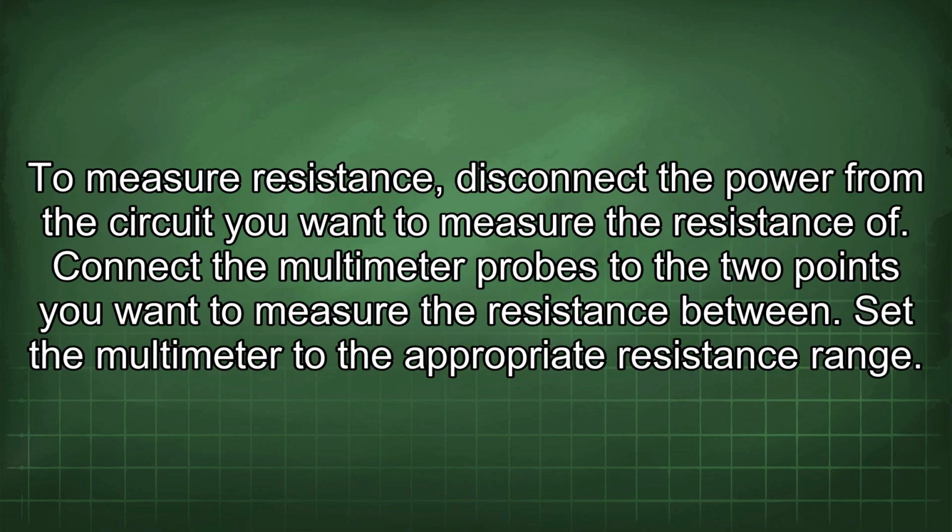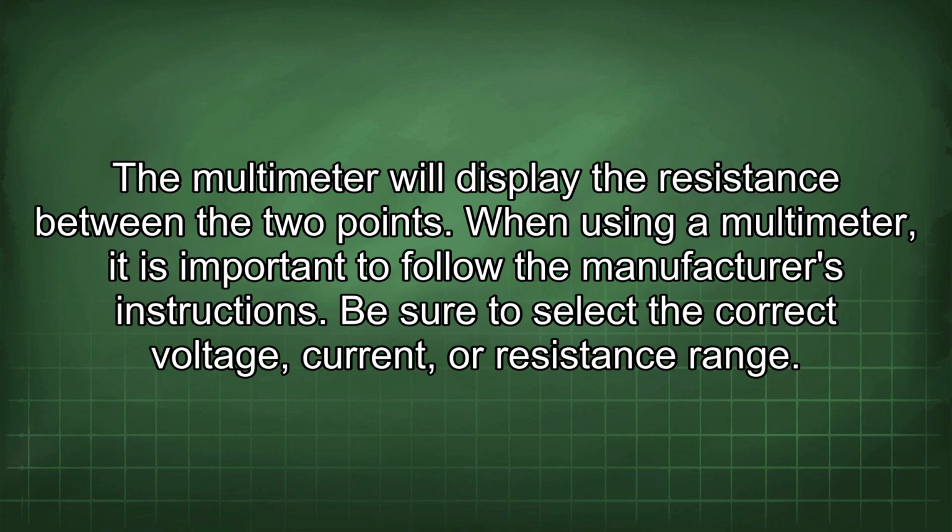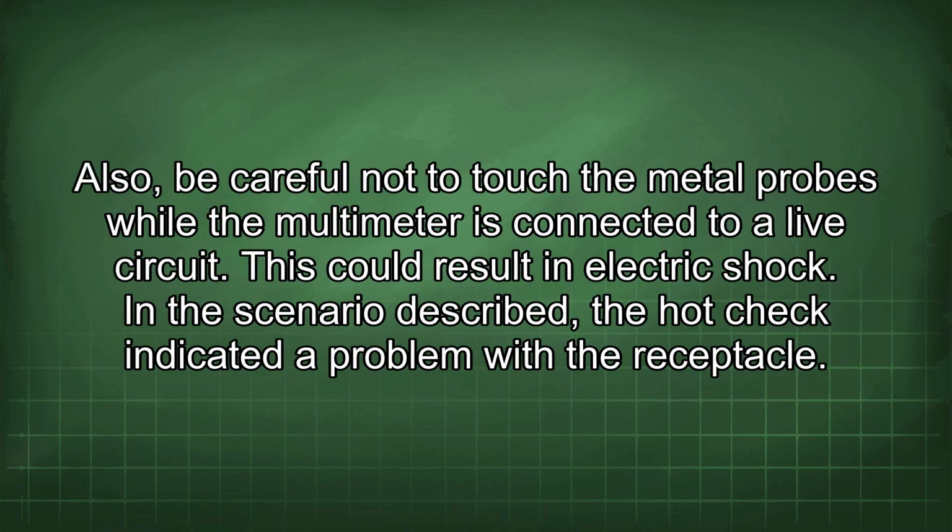To measure resistance, disconnect the power from the circuit you want to measure the resistance of. Connect the multimeter probes to the 2 points you want to measure the resistance between. Set the multimeter to the appropriate resistance range. The multimeter will display the resistance between the 2 points. When using a multimeter, it is important to follow the manufacturer's instructions. Be sure to select the correct voltage, current, or resistance range. Also, be careful not to touch the metal probes while the multimeter is connected to a live circuit. This could result in electric shock.